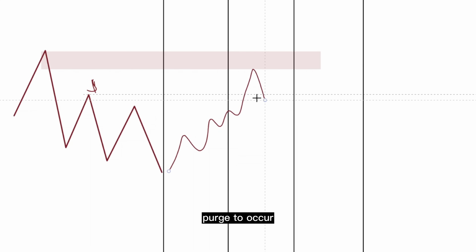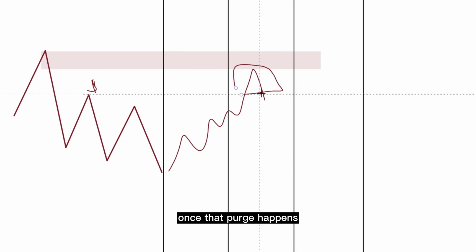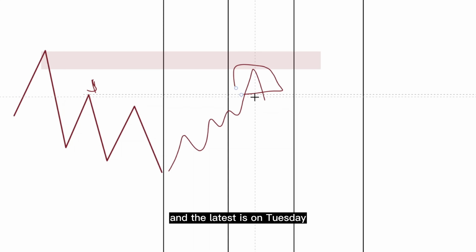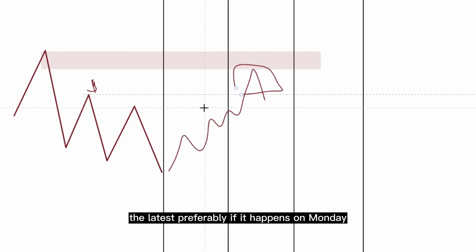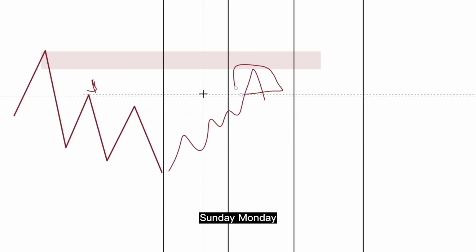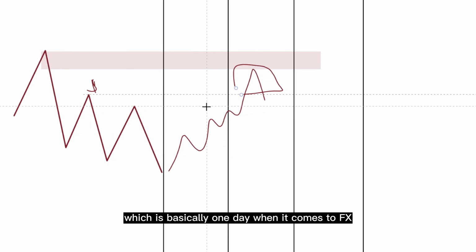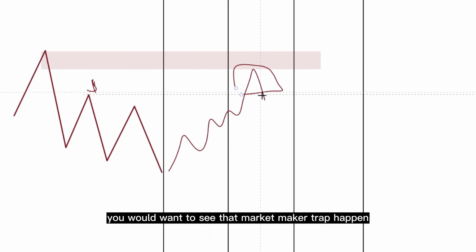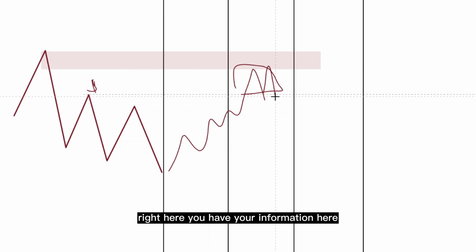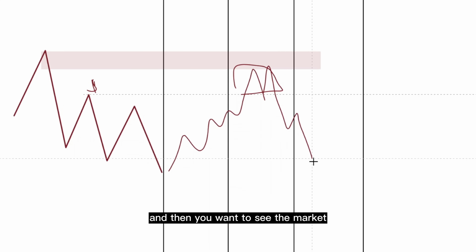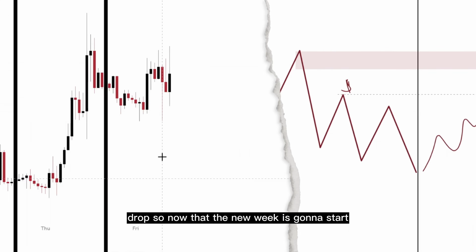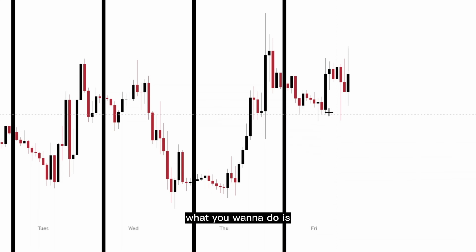purge to occur. Once that purge happens, and you got to make sure this happens at the latest on Tuesday. The latest, preferably if it happens on Monday, Sunday, Monday, which is basically one day when it comes to FX, because Sunday is half a day. Tuesday is the latest. You would want to see that market maker trap happen right here. You'd have your M formation here, and then you'd want to see the market drop.